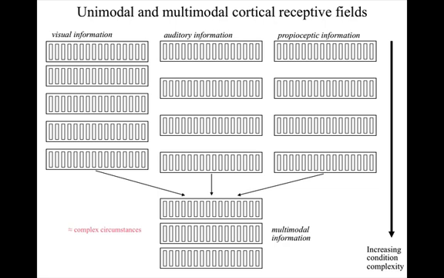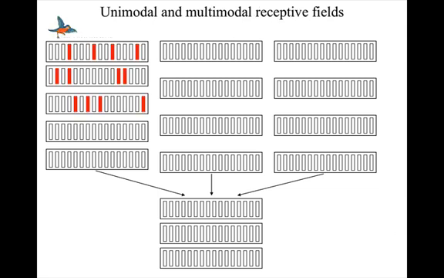Then there are multimodal areas that detect receptive fields defined by information derived from multiple senses. And these areas can discriminate between rather more complex circumstances. So, I'll use this model to start on understanding semantic memory.